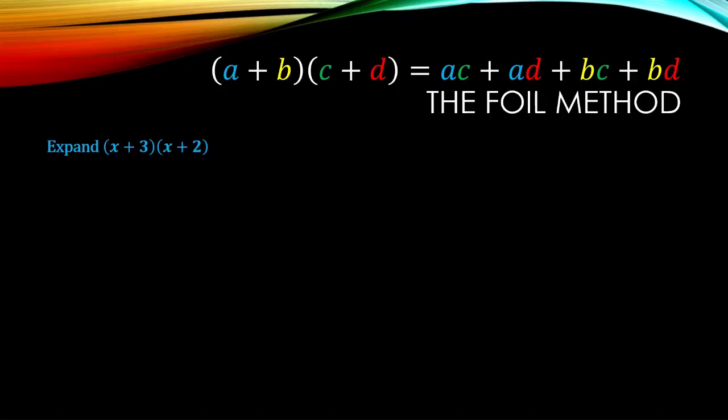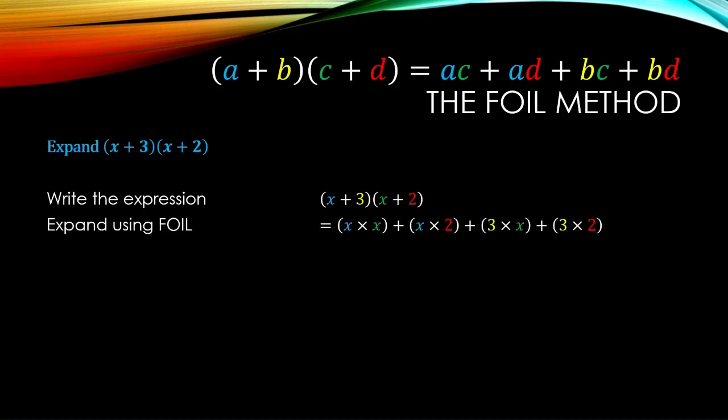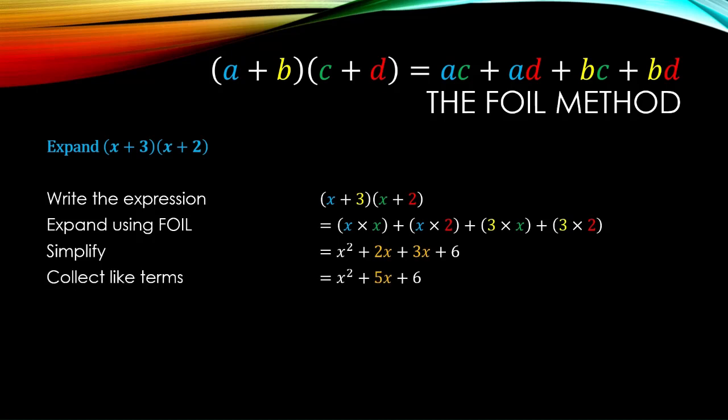Let's take an example. Multiply x plus 3 by x plus 2. Multiplying the first terms gives x squared. Multiplying the outer terms gives 2x. Multiplying the inner terms gives 3x. Multiplying the last terms gives 6. Simplifying gives x squared plus 5x plus 6.